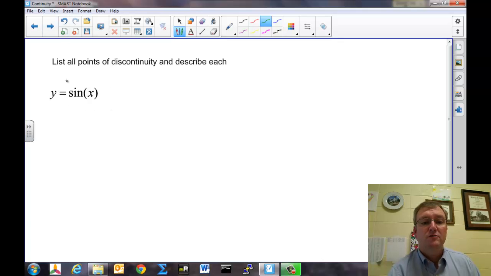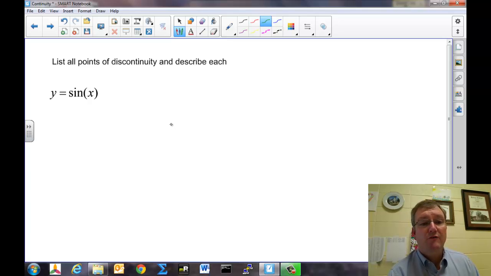What about trig functions? Well, same rules apply. We look at the domain. If we think about the domain of sine, what can we put into the sine function? Is there anything we cannot put in there?